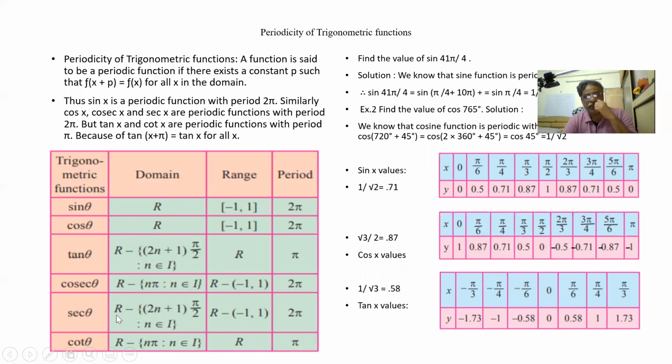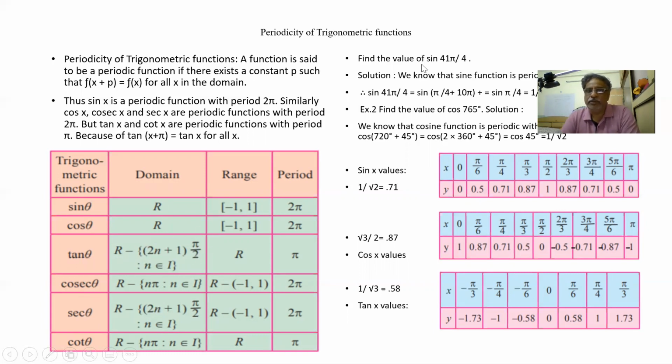The domain is R minus n pi for cot and cosecant, because sin theta comes in the denominator; sin 0 is 0, which is not allowed. For tan theta and secant, the domain is R minus (2n plus 1) pi by 2, because in both cases cos theta is in the denominator. Cos 90 is 0, which is not allowed, so (2n plus 1) pi by 2 is excluded from the domain.